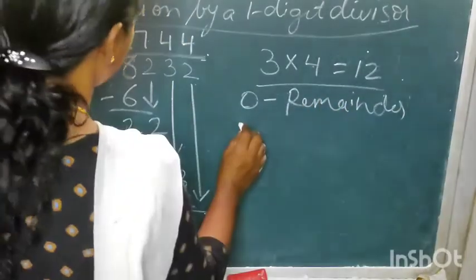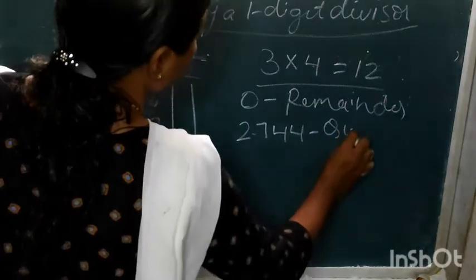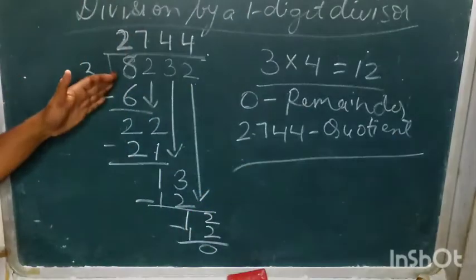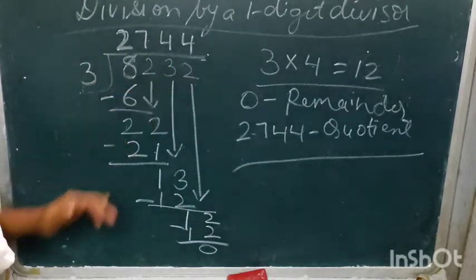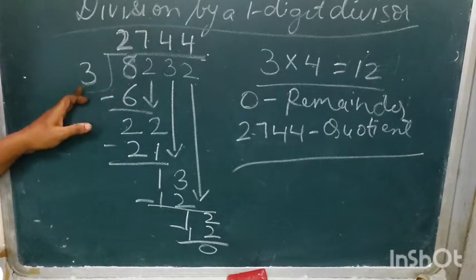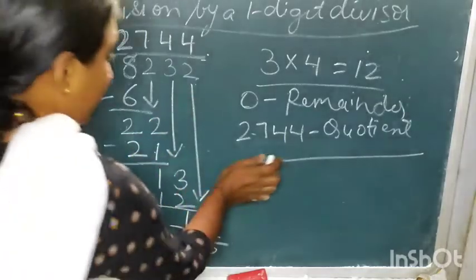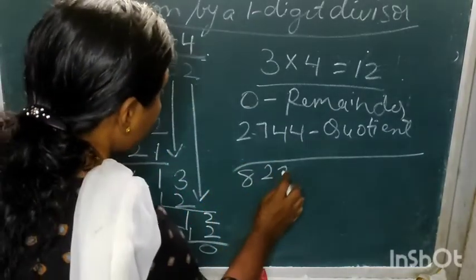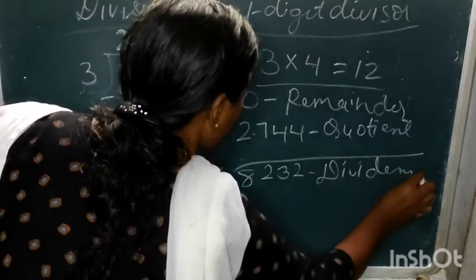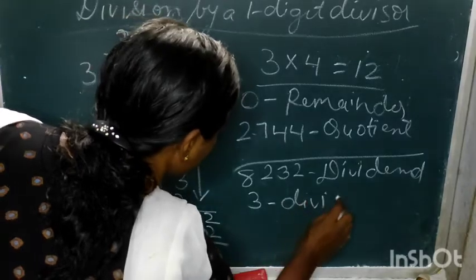And 2744 is the quotient. Here 3 is the divisor and 8232 is the dividend. If you want, I will write here: 8232 is the dividend, and 3 is the divisor.